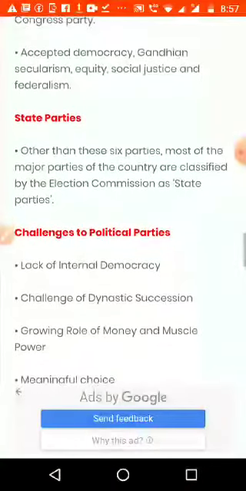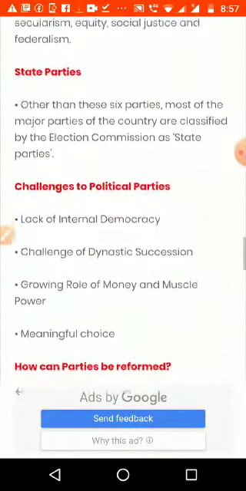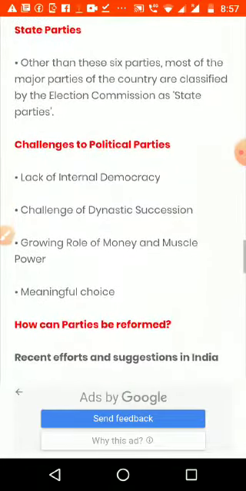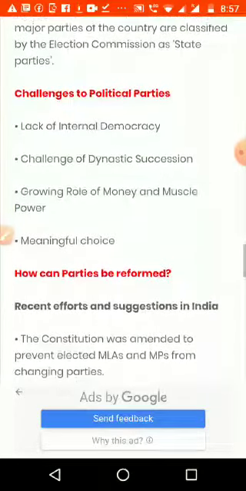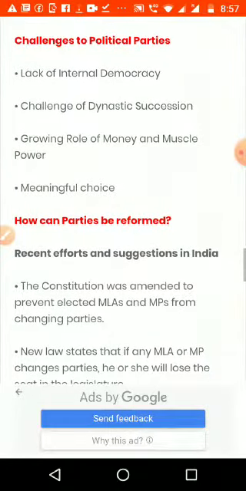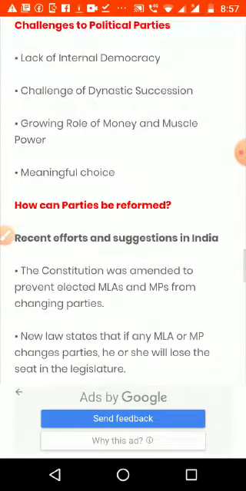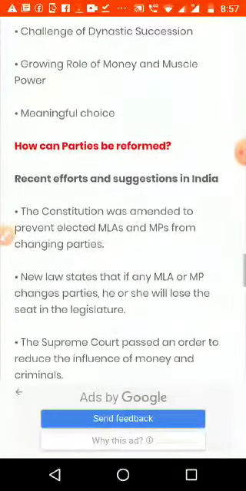State parties: other than these 6 parties, most of the major parties of the country are classified by the Election Commission as state parties. Challenges to the political parties: lack of internal democracy, challenge of dynastic succession, then growing role of money and muscle power, and lack of meaningful choice.